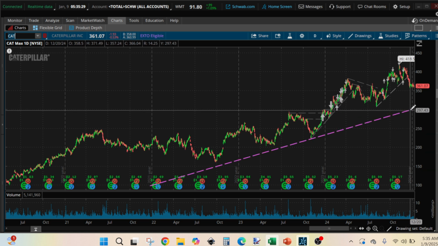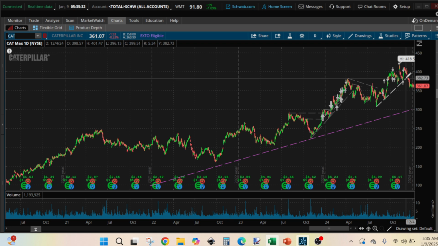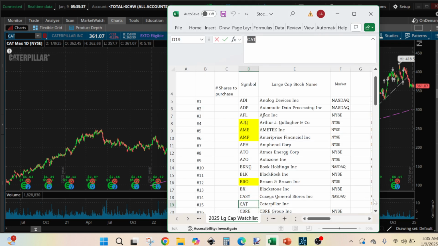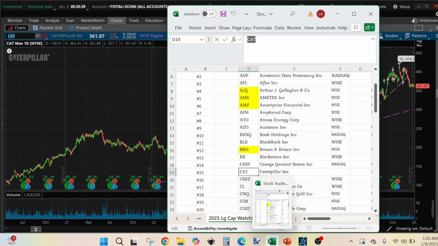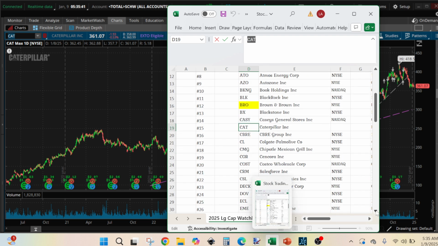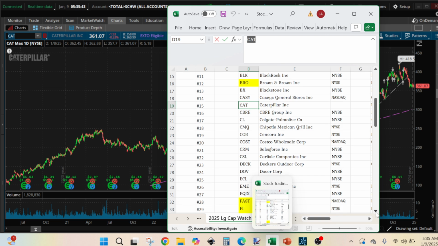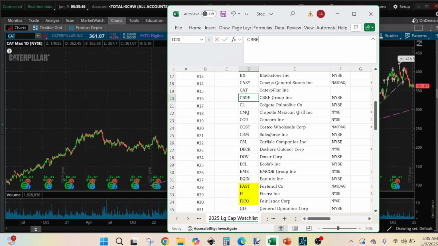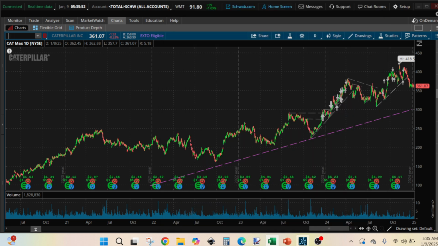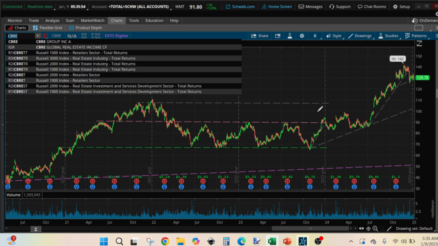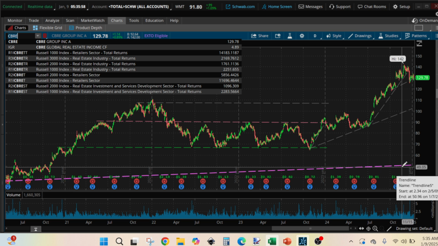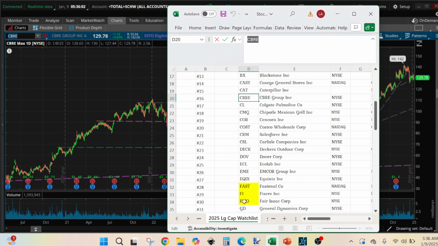CAT, we like to buy it at this trend line, and right now this trend line ended and it seems to be going down. CBRE. We like to buy at this trend line, and right now is way above it, nowhere near going down just yet. CL.